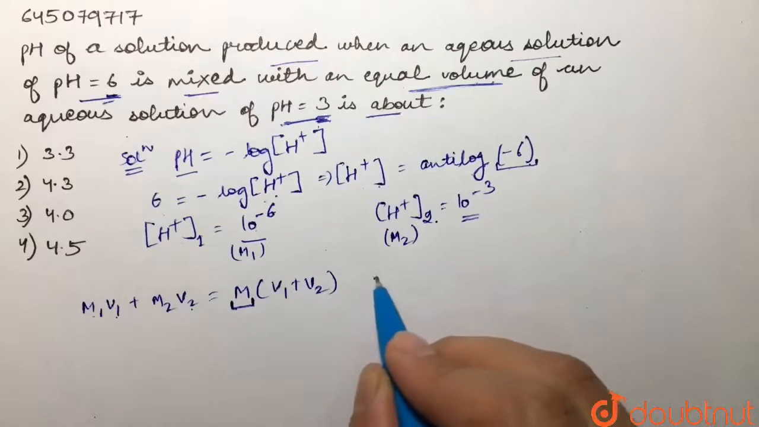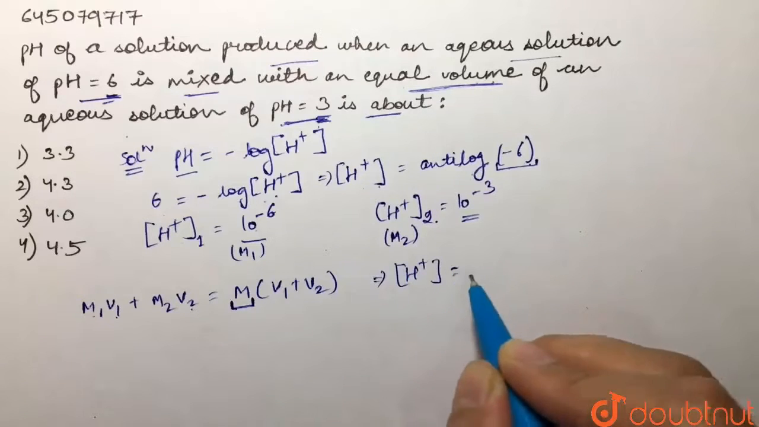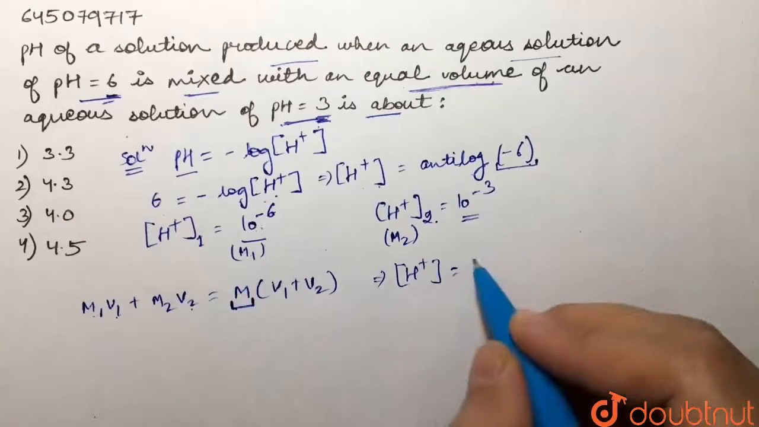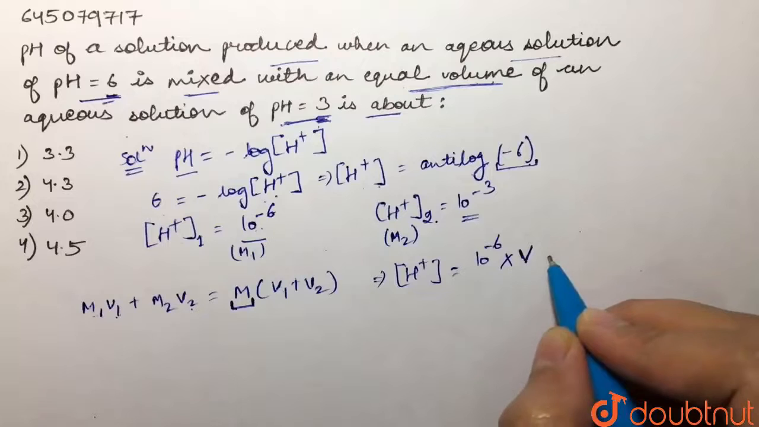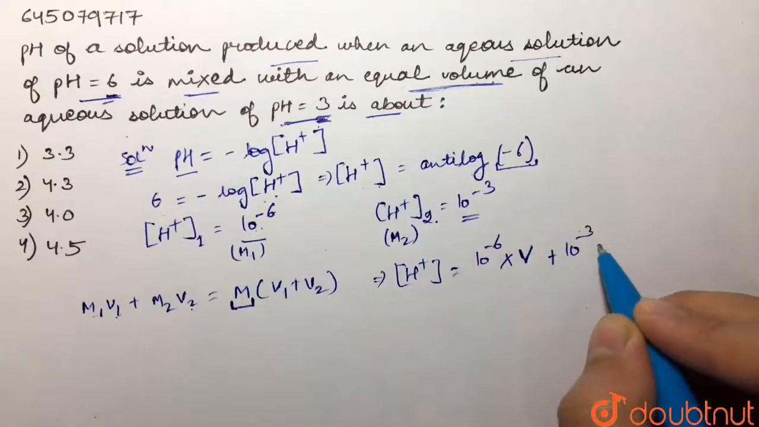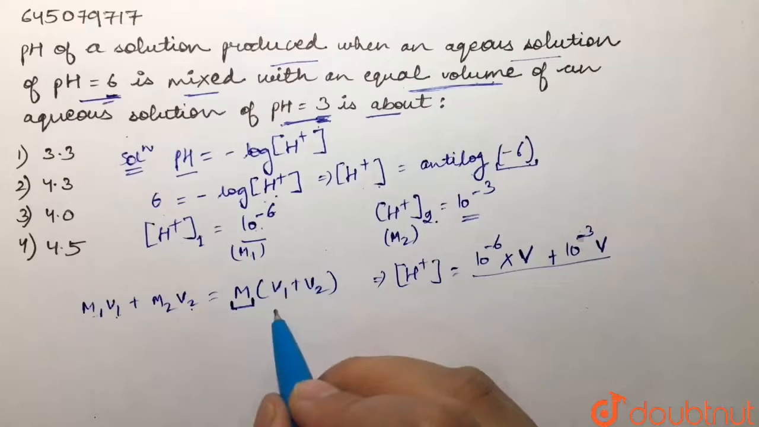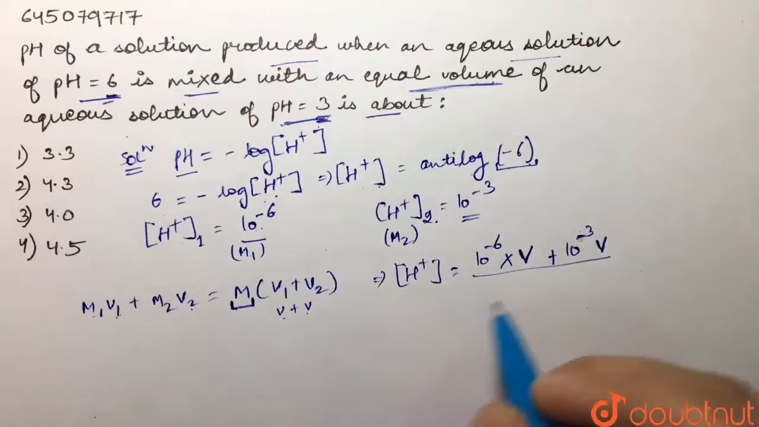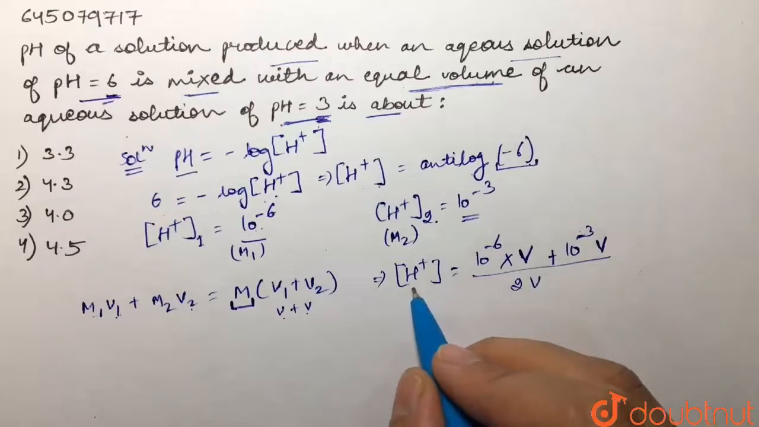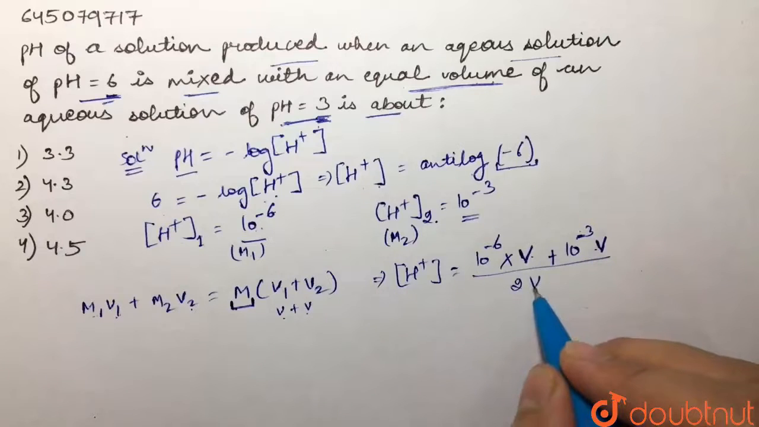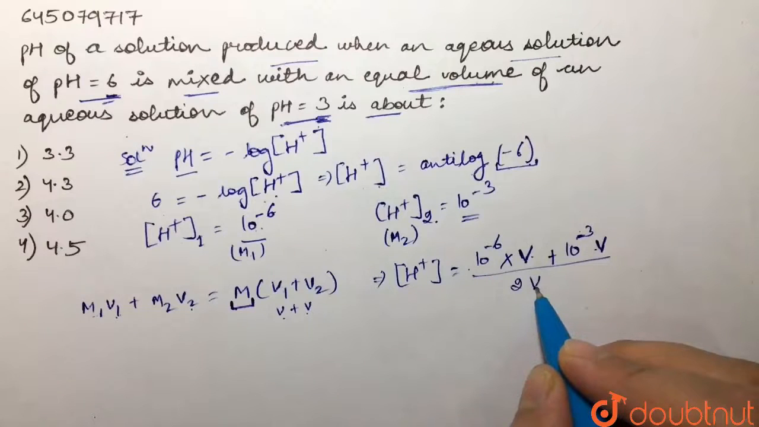This M would be equal to basically our hydrogen ion concentration. It would be equal to M1 V1, where M1 is 10 raised to power minus 6 and the volume, let us say, is V, plus M2 V2, where M2 is 10 raised to power minus 3 and it also has the same volume V, divided by the total volume. V plus V means 2V, so this would be divided by 2V. Now V is going to cancel out.